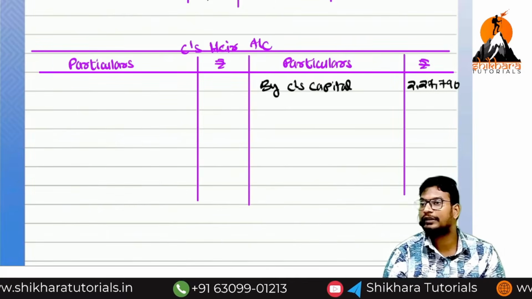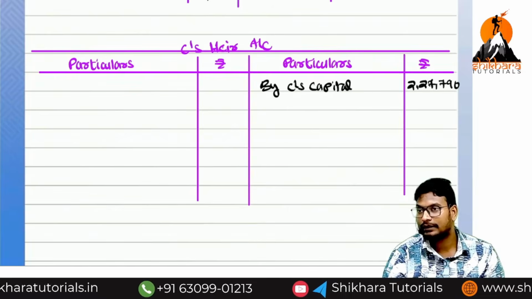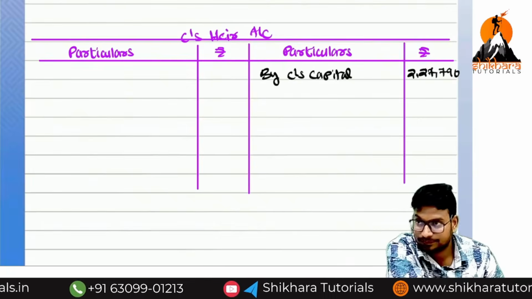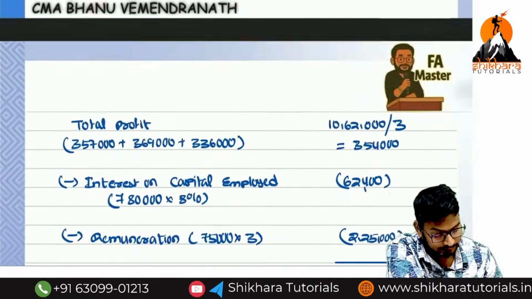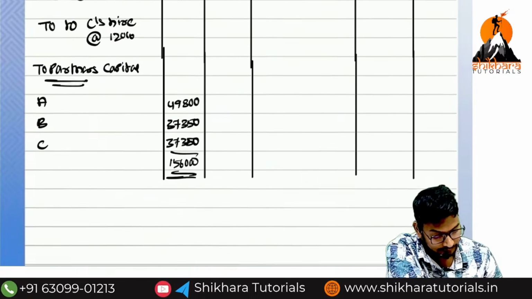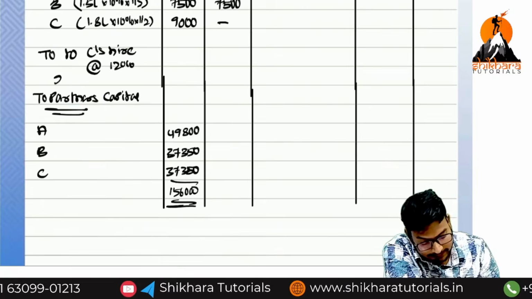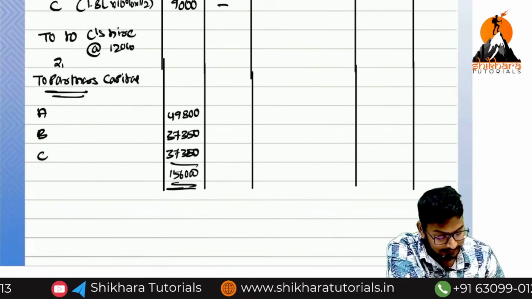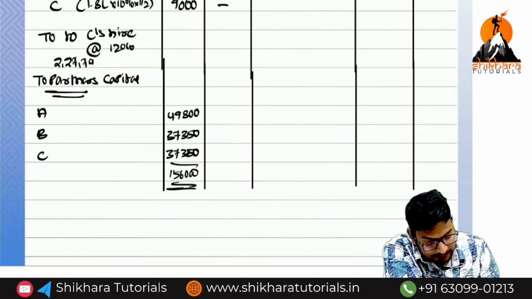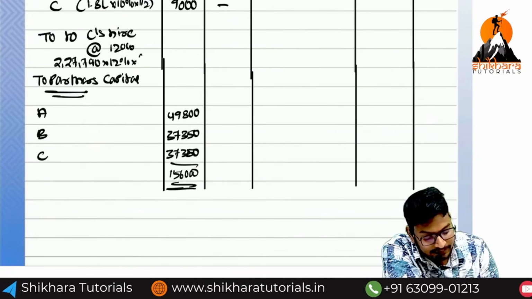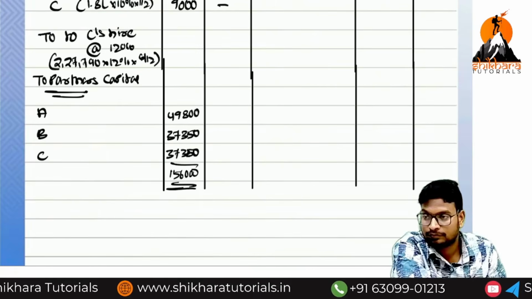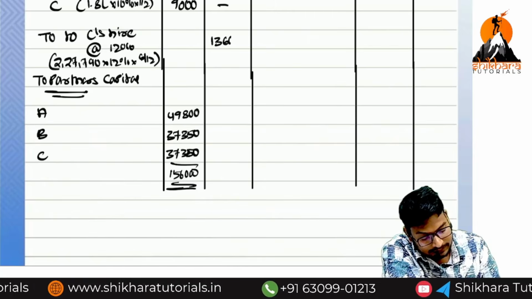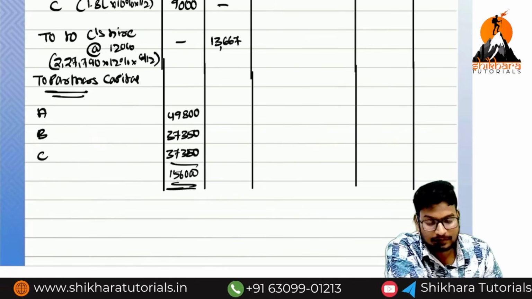Next, on this amount we need to calculate the interest. What we need to calculate, amma? Interest. Calculate the interest, amma. So interest on legal heir. So what is the balance? 2 lakh. I only will see. Don't say. 2,27,790 into 12% into how many months, amma? 6 by 12. 13,667.